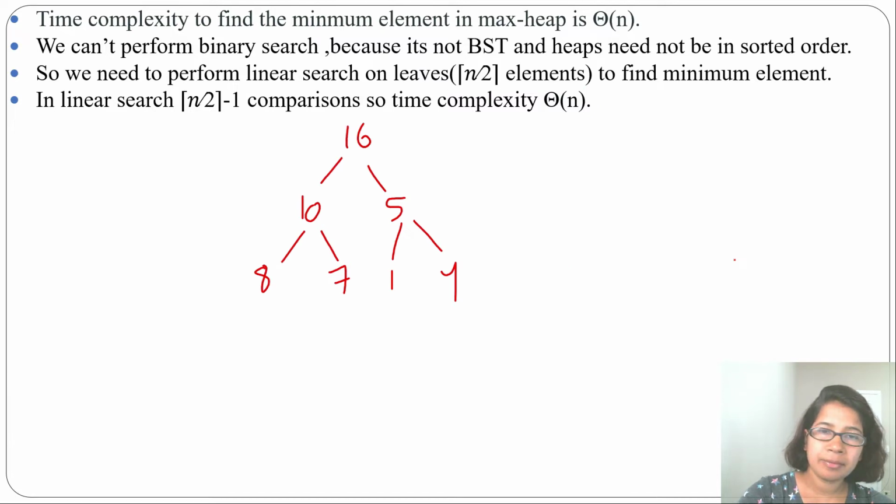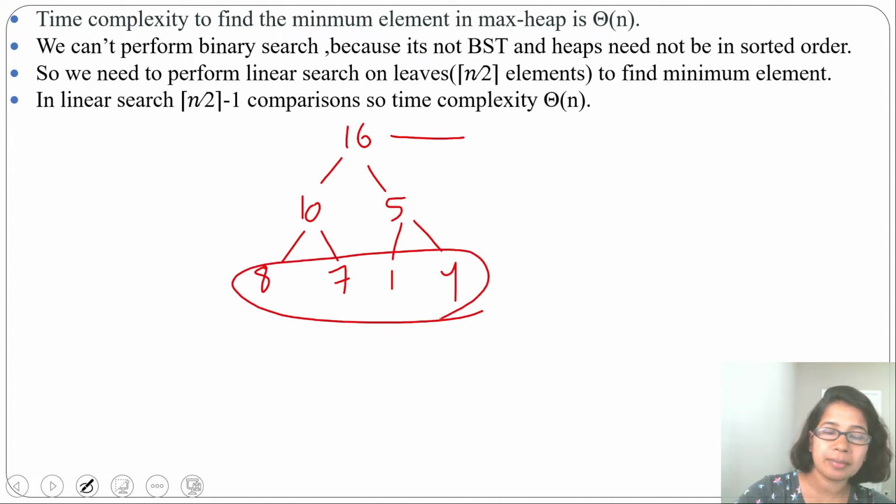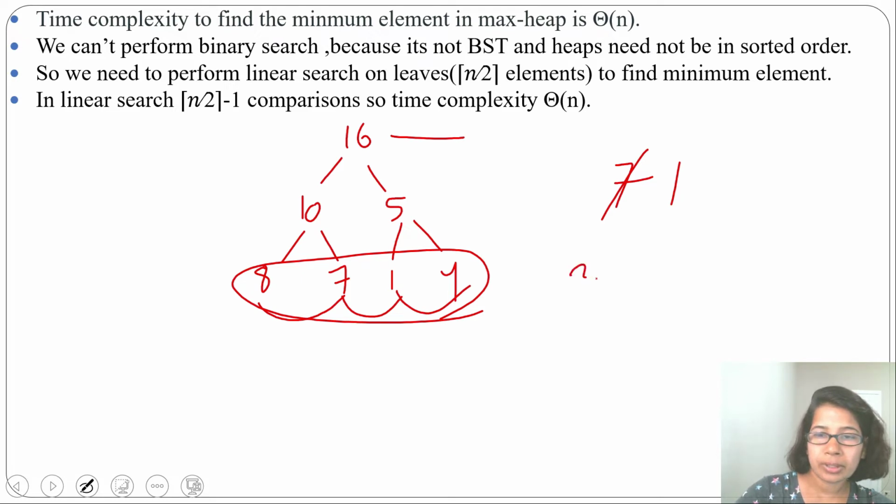This is a max-heap. Root contains the maximum element. So for finding the minimum element, we need to do linear search on the leaves. There are 4 elements on the leaves. First we'll compare 8 with 7. 7 is the minimum. Next we'll compare 7 with 1. 1 is the minimum. Next we'll compare 1 with 4. So 1 is the minimum. There are a total of 3 comparisons. So for 4 elements there are 3 comparisons. For n by 2 elements there are n divided by 2 minus 1 comparisons. That's why running time is theta of n.